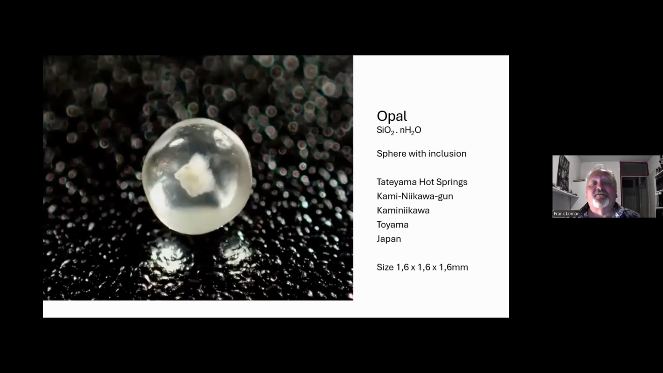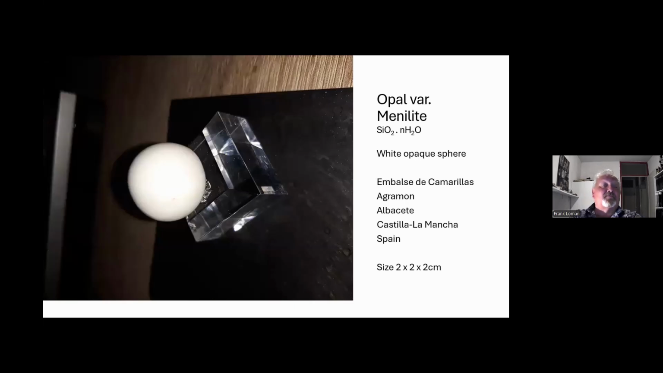Opal. This is a very, very tiny opal sphere, and it has its nucleus inside. It's from the Tateyama hot springs in Toyama, Japan, and it's only 1.6 by 1.6 by 1.6 millimeters. Very, very tiny. Another form of opal is the variety Menelite, and they always form as white opaque, not always spheres, but aggregates, because I've seen pretty weird ones. But this one is nearly spherical, and it comes from Agramon in Spain.